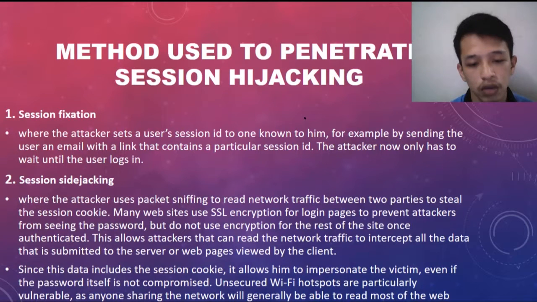Since this data includes the session cookie, it allows them to impersonate the victim even if the password itself is not compromised. Unsecured web passwords are particularly vulnerable, as anyone sharing the network will generally be able to read most of the web traffic between the nodes and the access point. The attacker will send a packet that the victim has logged in, using the IP or using a tool such as Wireshark to intercept. With that, it can capture the session ID, and with that the attacker can log in as the user that has entered.